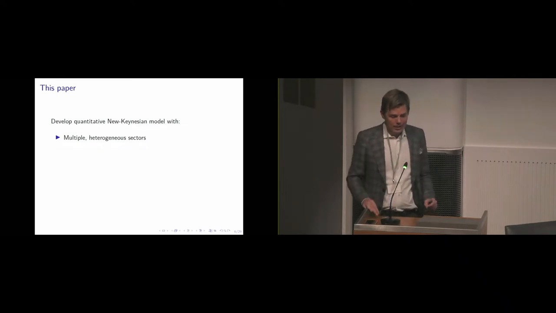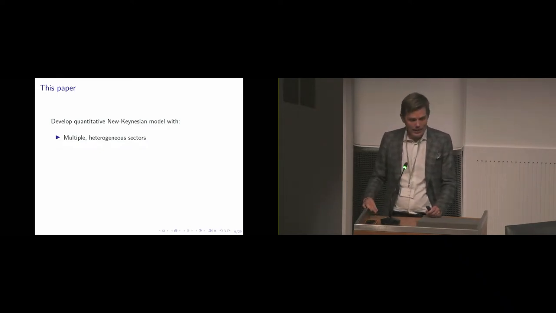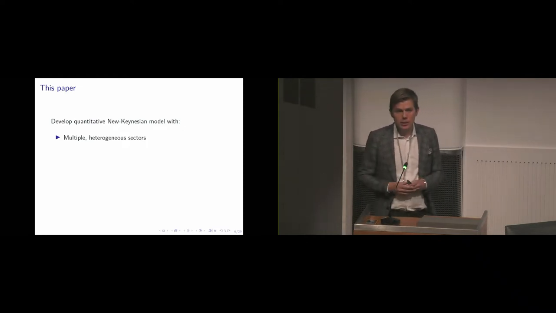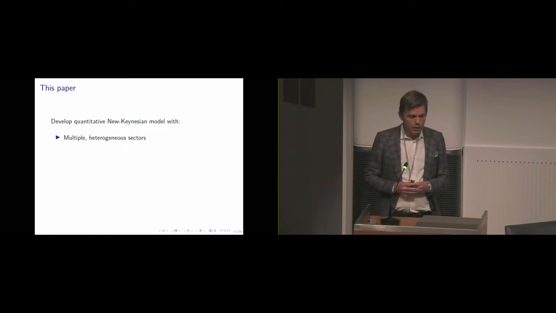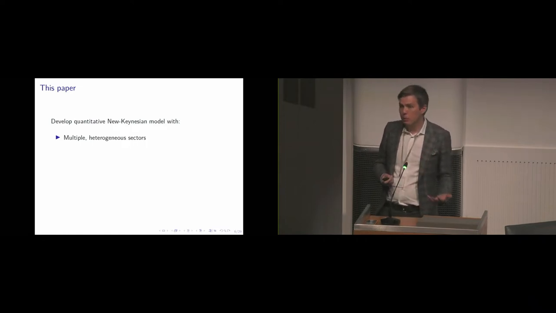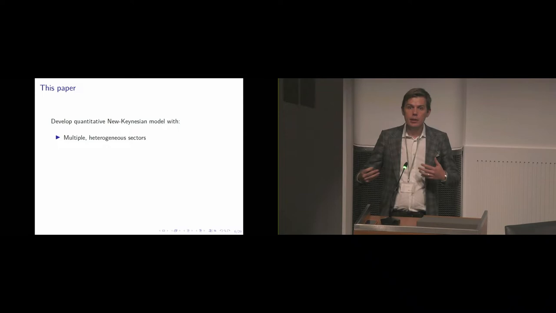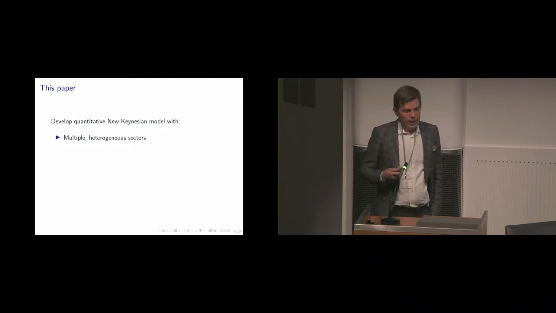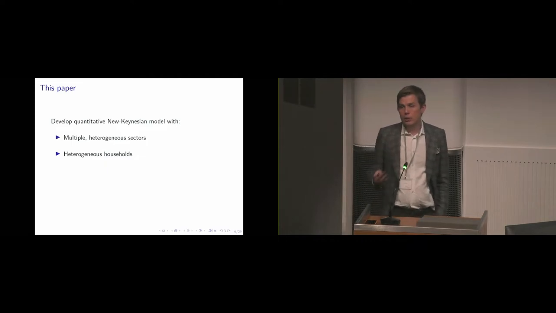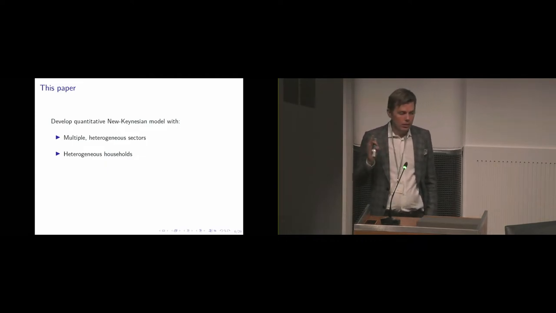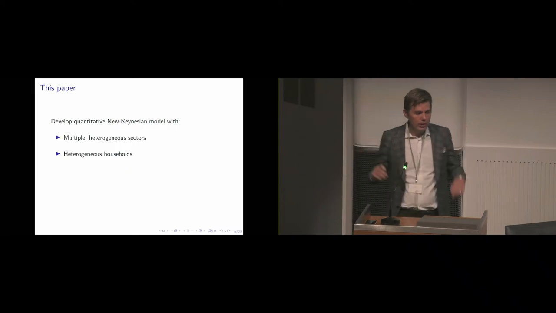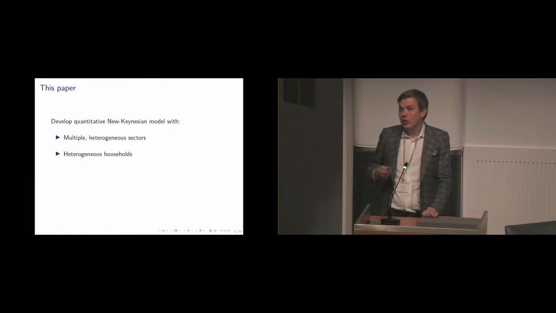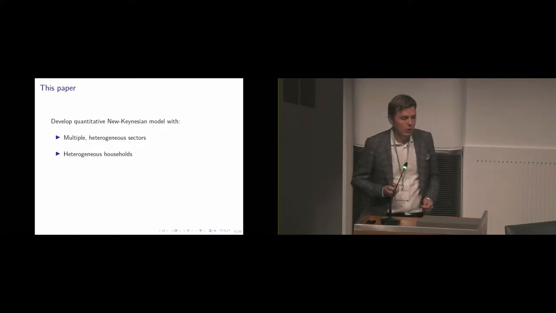To this end, we develop a model. It's going to have three key ingredients that I think are necessary to start thinking about this question. The first is to have multiple heterogeneous sectors, so there may be different supply shocks in different sectors. Second, there will be heterogeneous households, so this will be a HANK, roughly. It will fall under the wide umbrella of HANK models. And of course, we want this heterogeneity in order to think about the distributional effects.